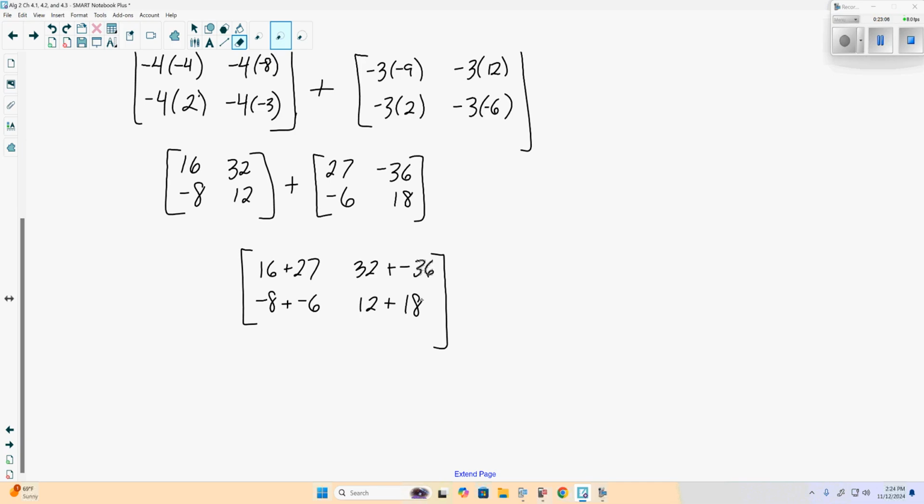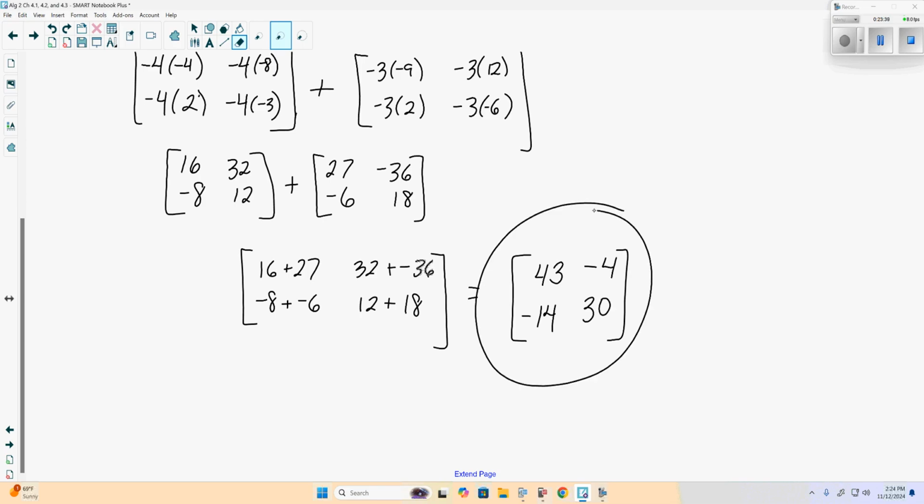All right. Last thing we can do before we get to the final answer is we need to add the 2 together. So we'll do 16 plus 27, which is 43. 32 plus negative 36 is negative 4. Negative 8 plus negative 6, negative 14. And 12 plus 18 is 30. We agree with that answer?